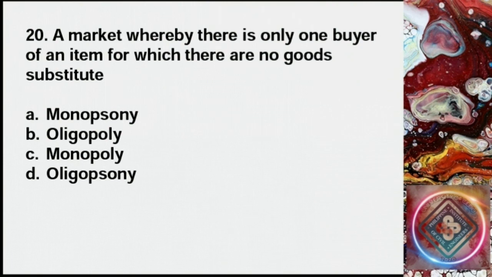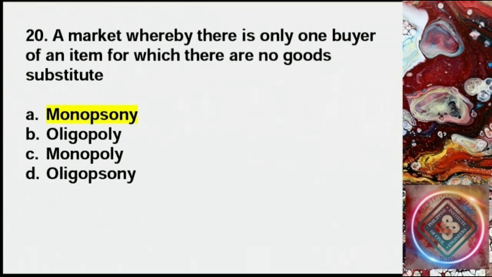20. A market whereby there is only one buyer of an item for which there are no good substitute. A. Monopsony, B. Oligopoly, C. Monopoly, D. Oligopsony. A. Monopsony.